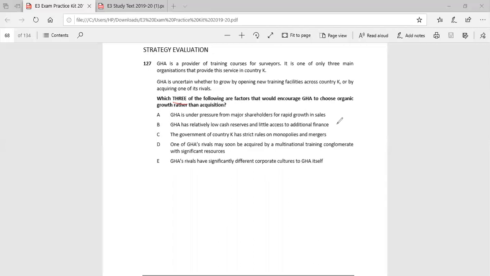What happened? Not even one option you've selected. Three you have to select. What happened? Even one is also not selected. Why would they choose organic growth over acquisition? Keep thinking.